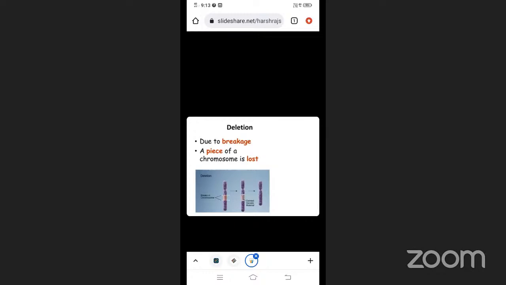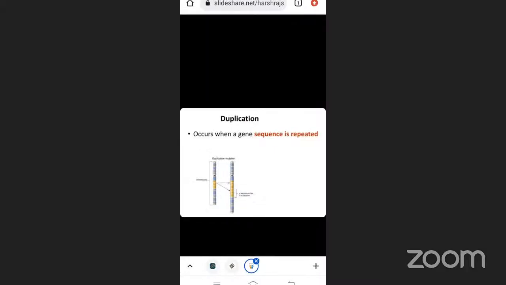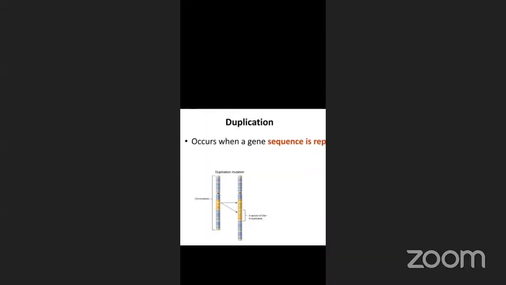So another one is the transitions. In this, one purine is replaced with another purine, that is, the adenine thymine base pair is replaced with cytosine and guanine. So that is the transition. Another one is the transversions. In this, one purine is replaced with a pyrimidine, and vice versa. That is, adenine and guanine are replaced with the cytosine and thymine bases.